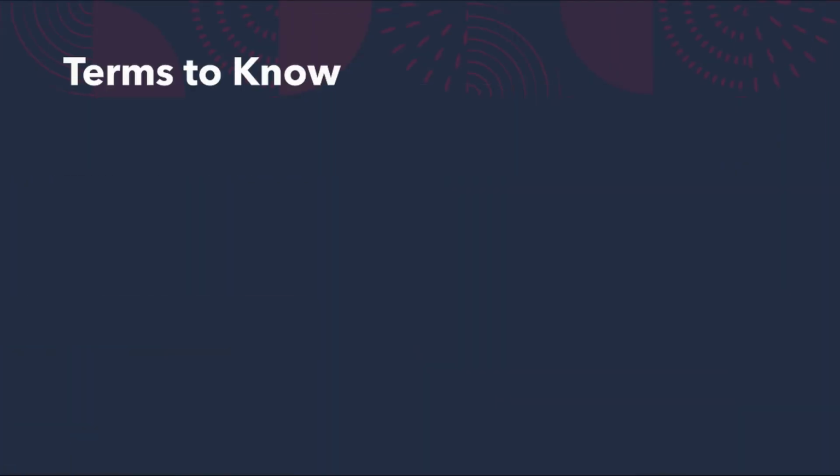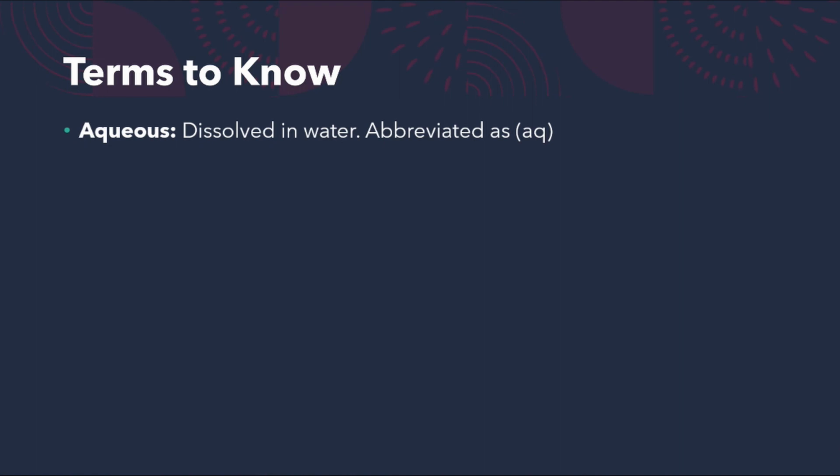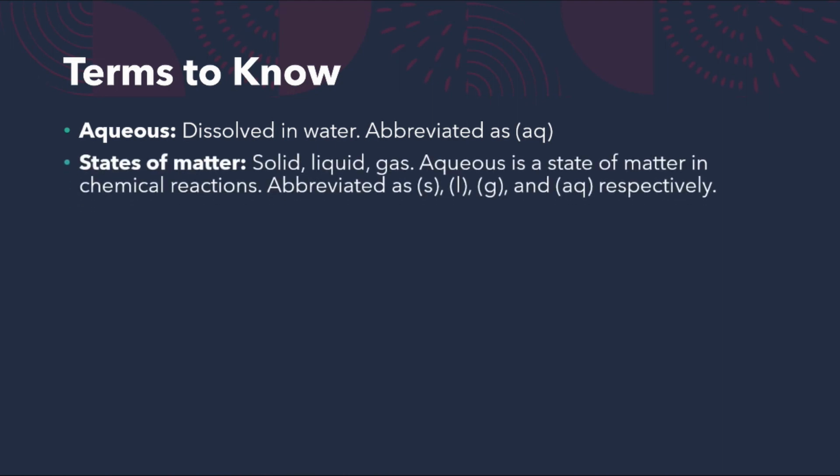First, some terms to know. An aqueous solution is a solution that's dissolved in water. This is abbreviated as AQ, as mentioned before. States of matter are solid, liquid, and gas, and aqueous is technically a state of matter in chemical reactions only, although it's not a state of matter in terms of the actual states of matter. And these are abbreviated as S, L, G, and AQ, respectively, as I also mentioned before.